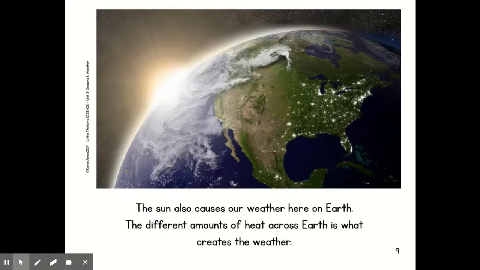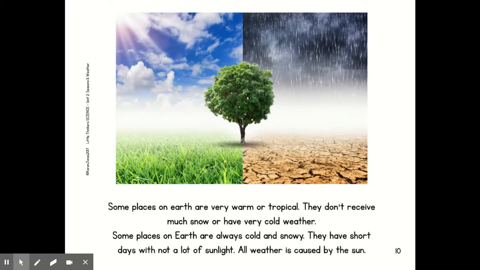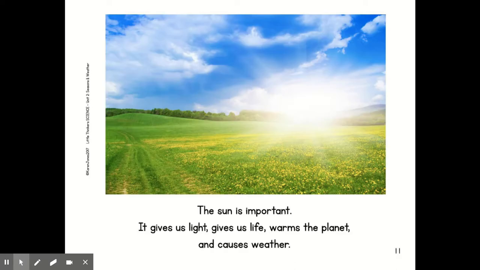The sun also causes our weather here on Earth. The different amounts of heat across Earth is what creates the weather. Some places on Earth are very warm or tropical. They don't receive much snow or have very cold weather. Some places on the Earth are always cold and snowy. They have short days with not a lot of sunlight. All weather is caused by the sun. The sun is important. It gives us light, it gives us life, warms the planet, and causes weather.